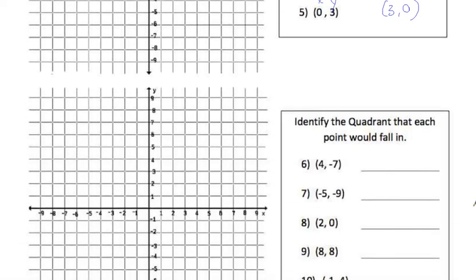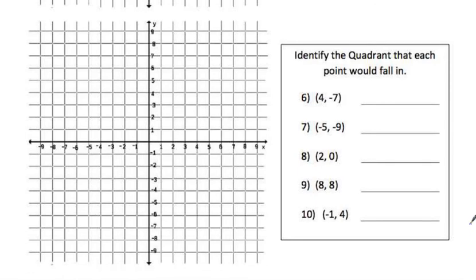Okay, let's look down below at the next one. It says identify the quadrant that each point would fall in. And remember, you can do the C for the coordinate grid. So this would be quadrant 1, and this would be quadrant 2, and this would be quadrant 3, and this would be quadrant 4. So it says identify the quadrant that each point would fall in. So I have 4, -7, x and y, walk and fly. So I have 4 walking and then -7 flying. So there's point 6 and it's in quadrant 4.